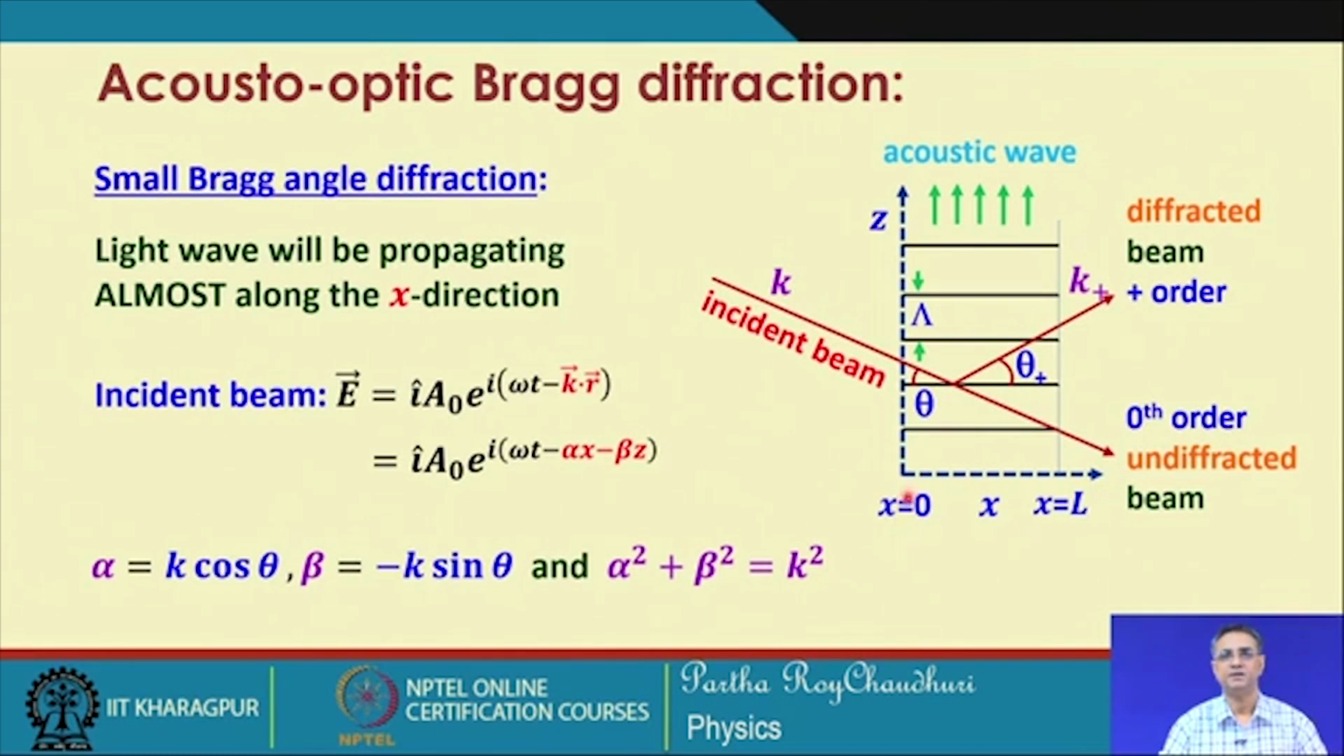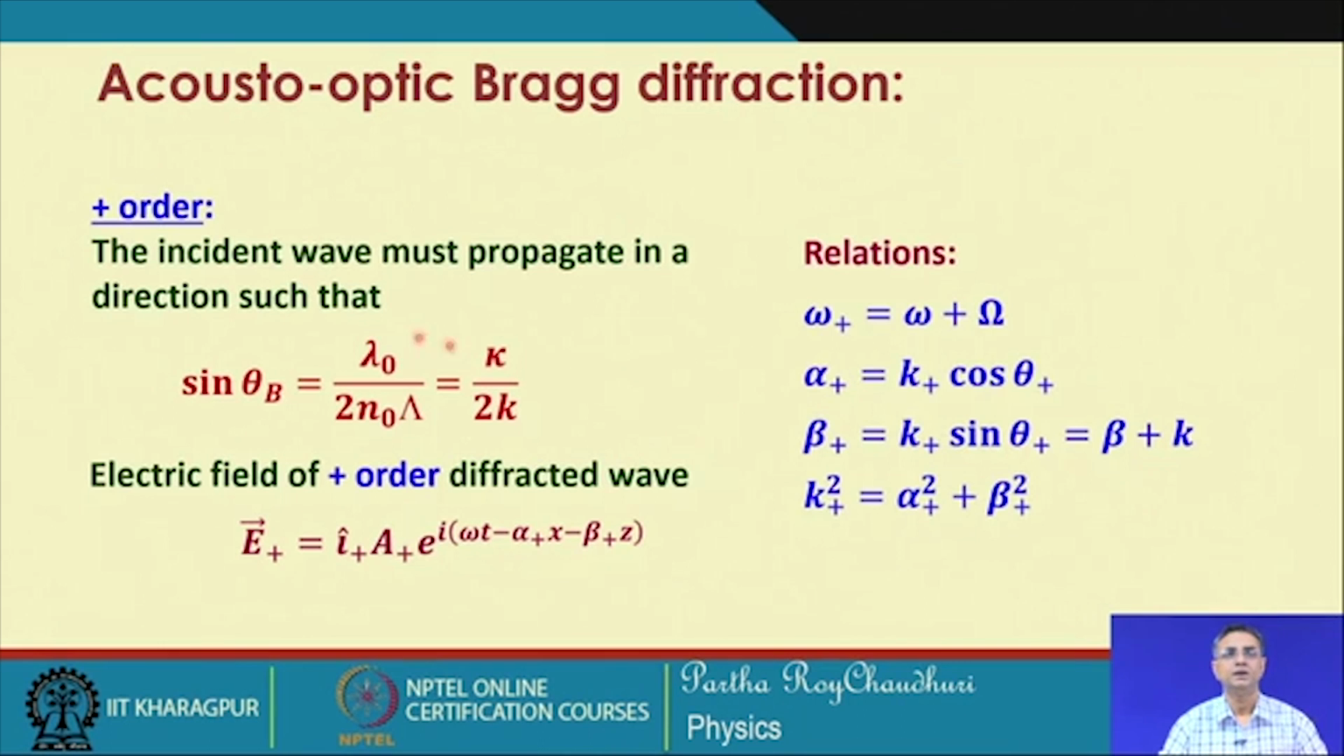At this point x equal to 0, the beam is incident, and at x equal to L, the beam is out from the acousto-optic wave. Therefore, for plus order diffraction, the incident wave must propagate in a direction such that this condition is satisfied. We will see how this condition comes once again, and the electric field of the plus order of the diffracted wave.